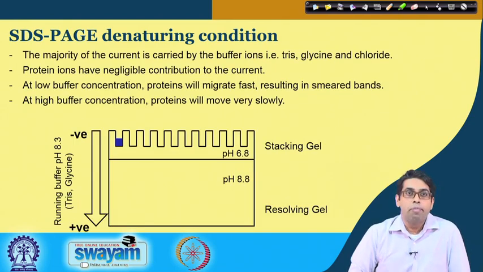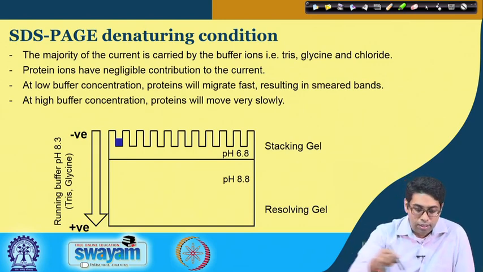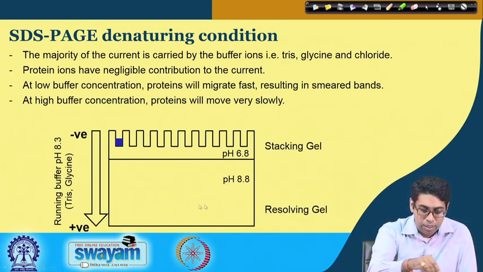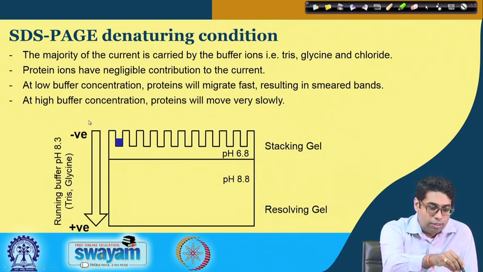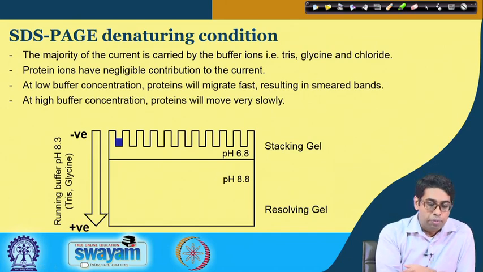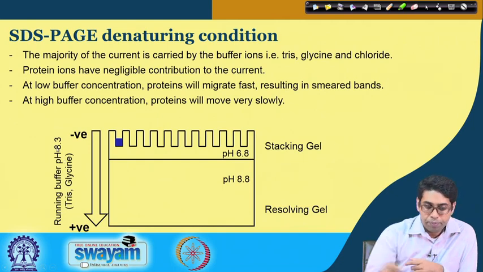So, coming back to the SDS-PAGE denaturing gel, again this is our setup. What we have at this point is a stacking gel and a resolving gel. We have added our sample to these lanes, and we have applied an electric field across it. Now, all our protein molecules are negatively charged, which means that they will all migrate towards the positive terminal, and the running buffer is also there, which has a pH of 8.3.